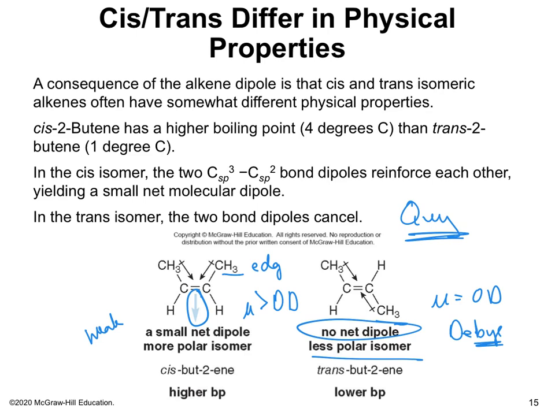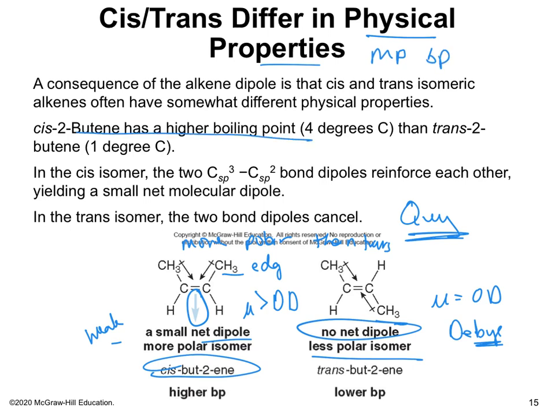So when you have cis, you're going to have a net dipole. So this is going to be more polar than the trans. And you're going to see this in different physical properties. Physical properties mean melting points and boiling points. So cis-butene has a higher boiling point, 4 degrees Celsius higher than trans. And it's because it does have a little bit of a dipole.